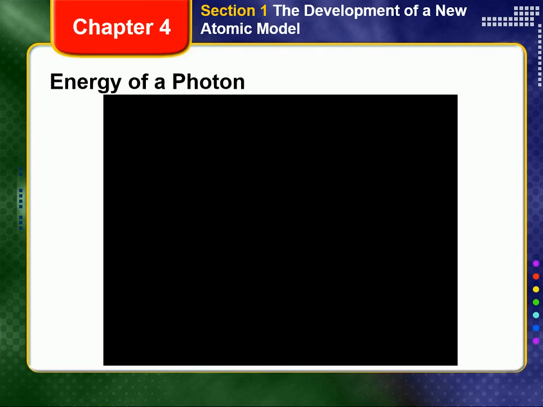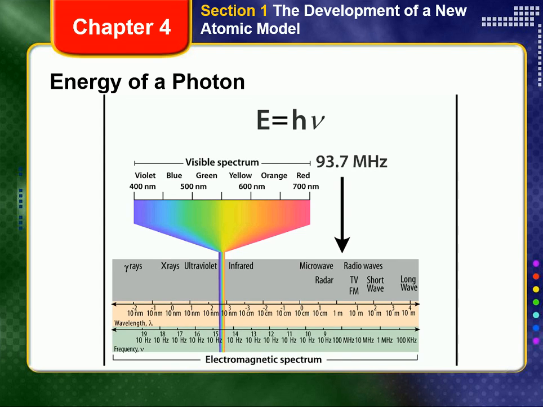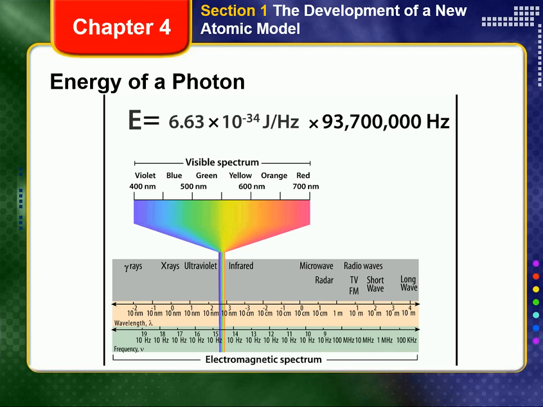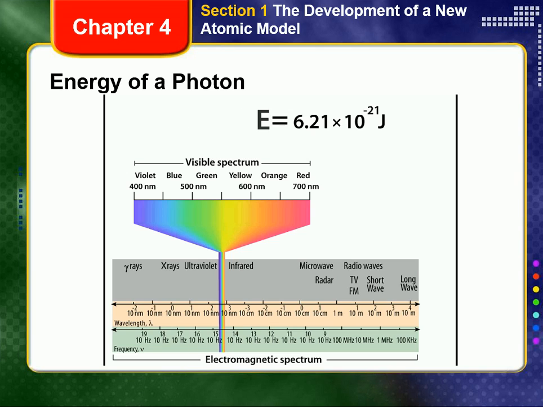The energy of a photon is equal to the product of Planck's constant times the frequency of the photon. 93.7 megahertz is a common radio broadcast frequency. If we substitute 93.7 megahertz into the equation, we get the energy of the photon.